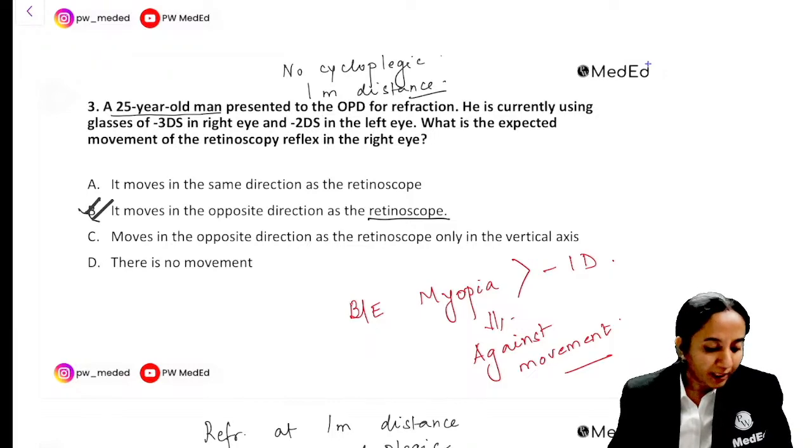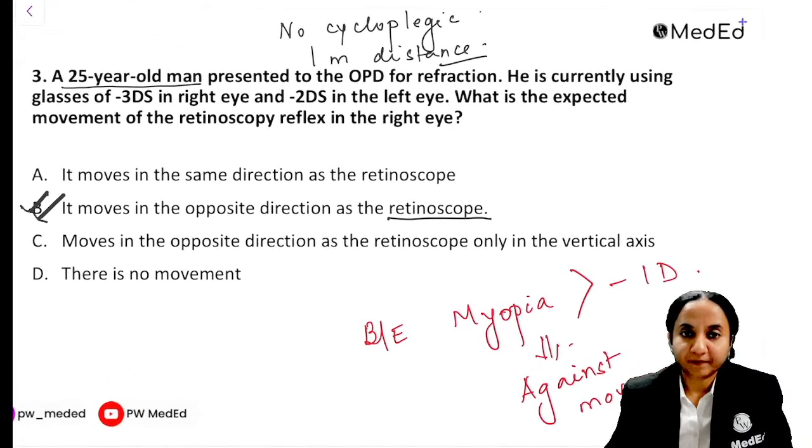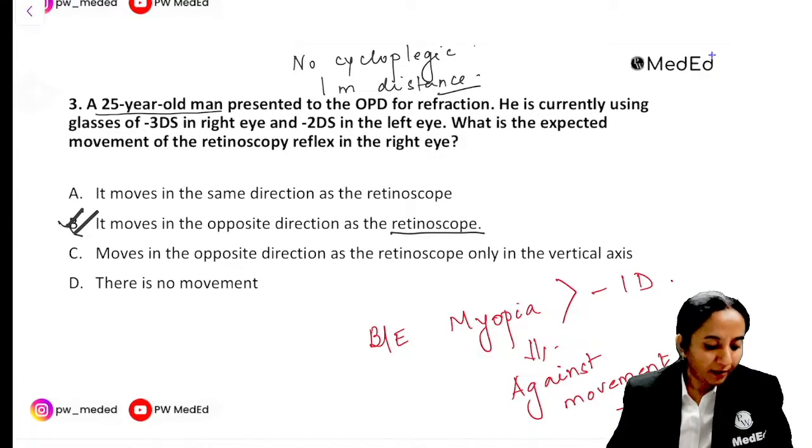Is this question clear to everyone? Has everyone understood this? Then I'll go to the next question.